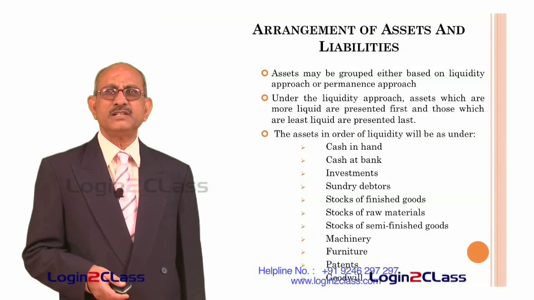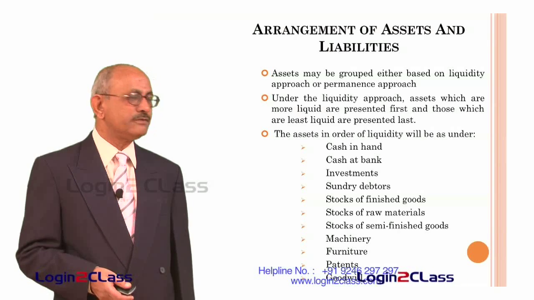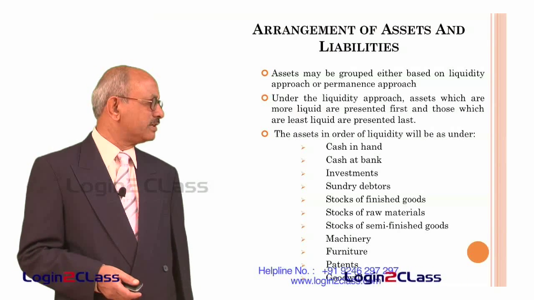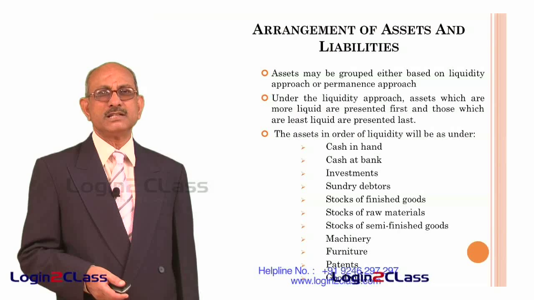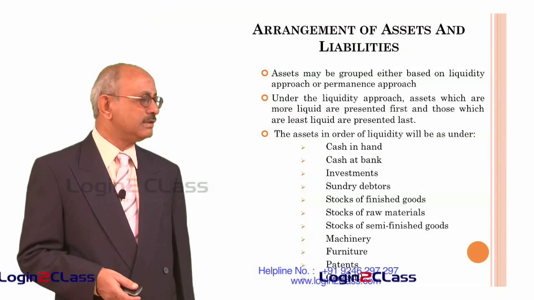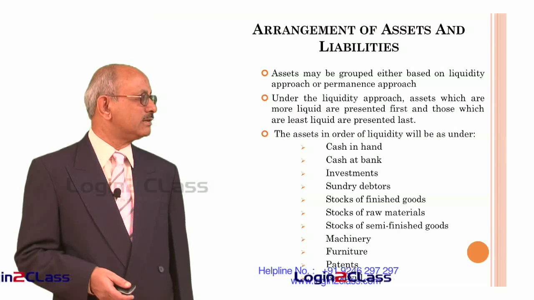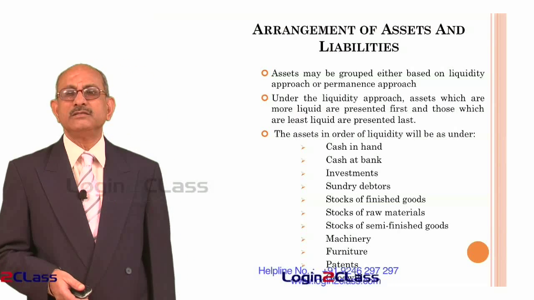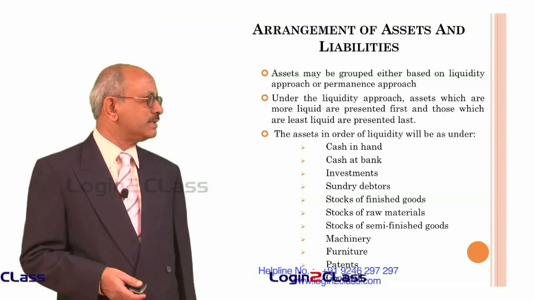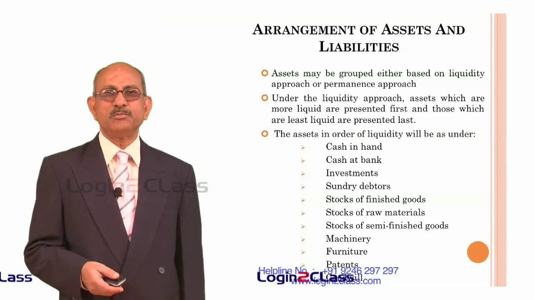Then we have stocks of finished goods, then stocks of raw materials, stocks of semi-finished goods. Then you have fixed assets such as machinery, furniture, then intangible assets such as patents and goodwill. This is the order in which the assets will be classified in the balance sheet in terms of the liquidity approach adopted.